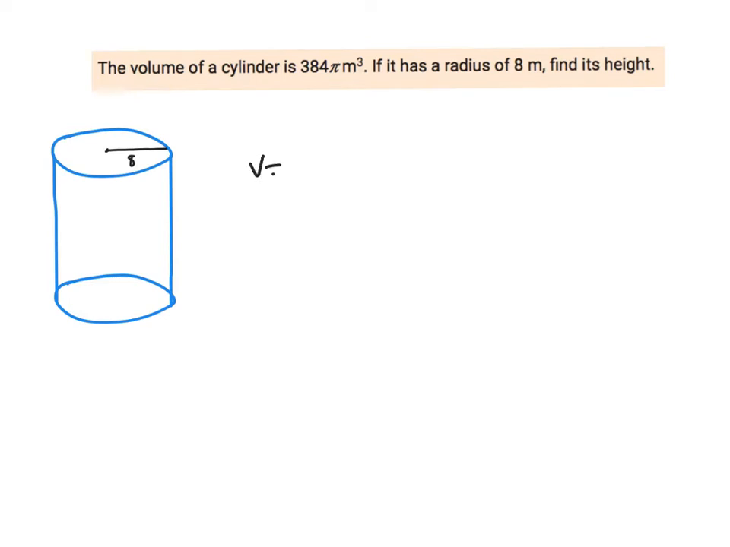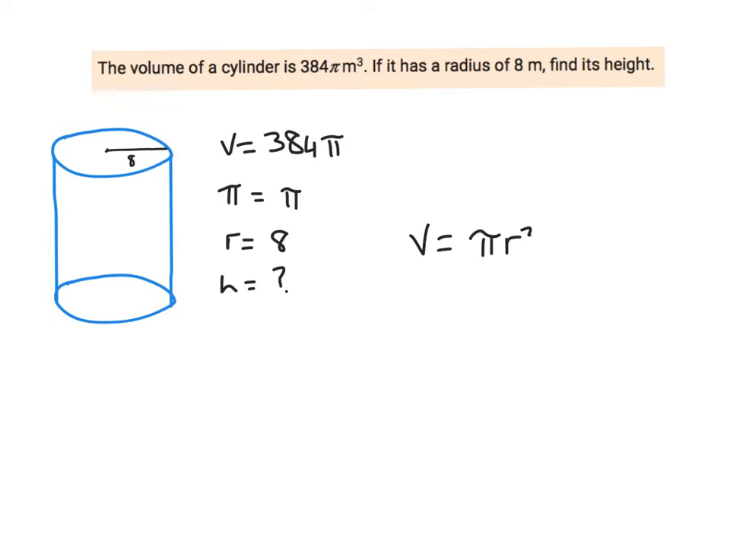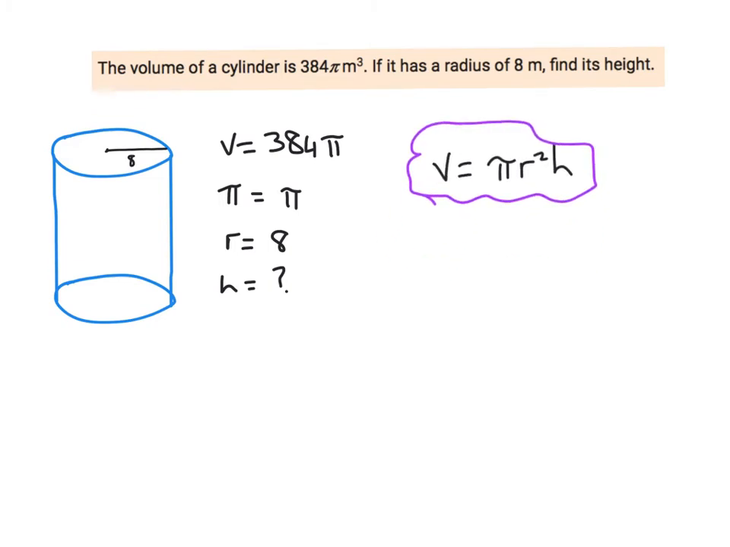So that's the first thing we can write down. 384 pi. So that means pi in this question is just pi. We're told the radius is equal to 8, and we're asked to find the h. So that's our question mark. So again, we begin, of course, as always, by writing out our formula. So the volume of a cylinder formula is that V is equal to pi r squared h. And again, that formula is in our log tables.